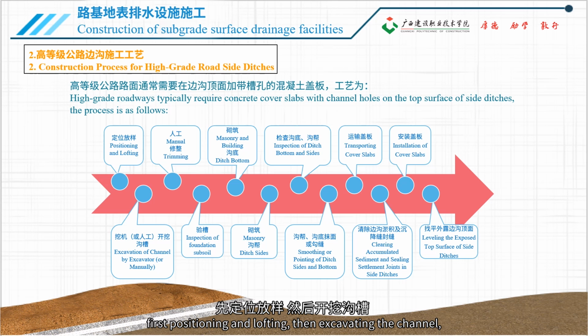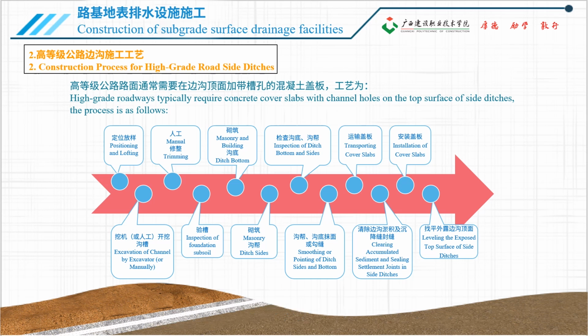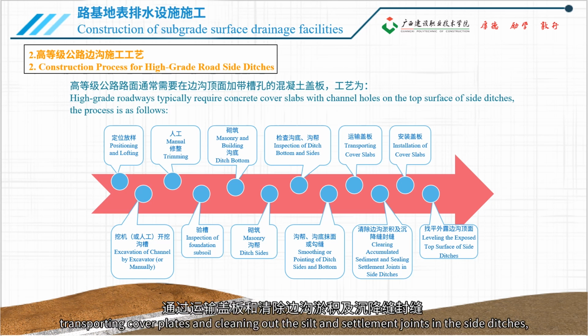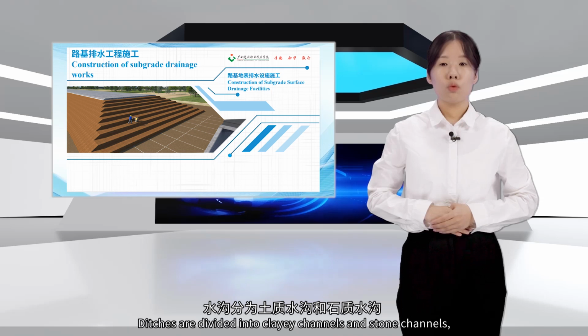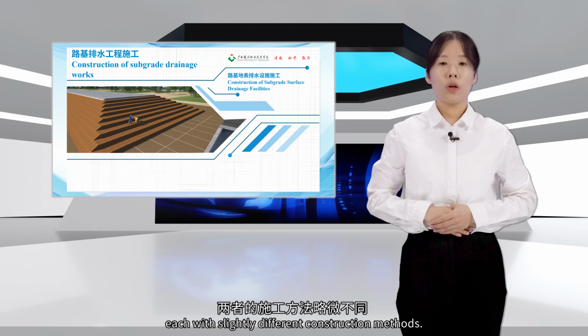Therefore, the construction process for this type of side ditch can be described as first positioning and lofting, then excavating the channel, manual trimming, channel inspection, masonry and building construction for the channel bottom and sides and inspection, smoothing the surface of the channel bottom and sides or pointing, transporting cover plates and cleaning out the sealed and settlement joints in the side ditches, and finally installing the cover plates and leveling the exposed top surface of the side ditches. Ditches are divided into clay channels and stone channels, each with slightly different construction methods.